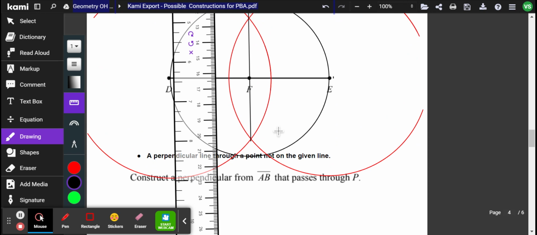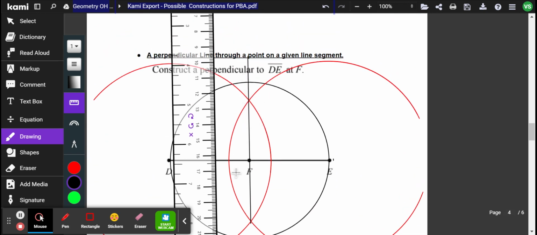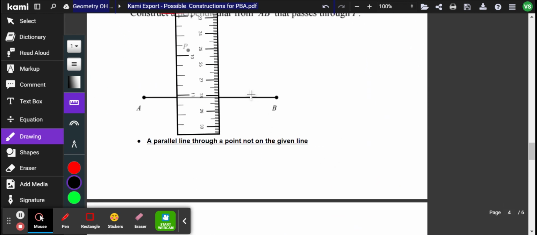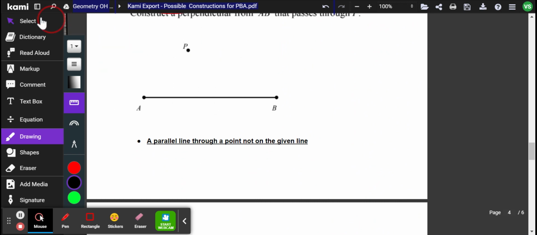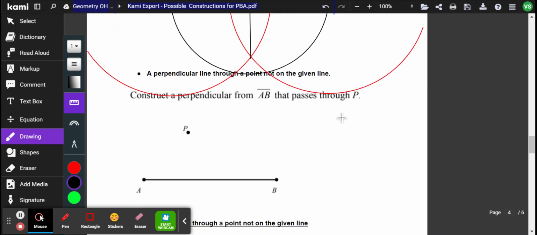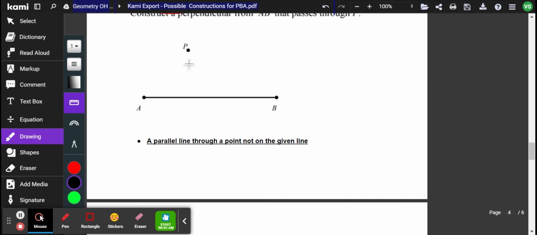So that is what you do to construct a perpendicular bisector through a line, through that point here on this segment. Now, what about this one here? We're trying to do a perpendicular bisector for a point not on the line, right? So we want this bisector to come through this point P at a right angle to AB.